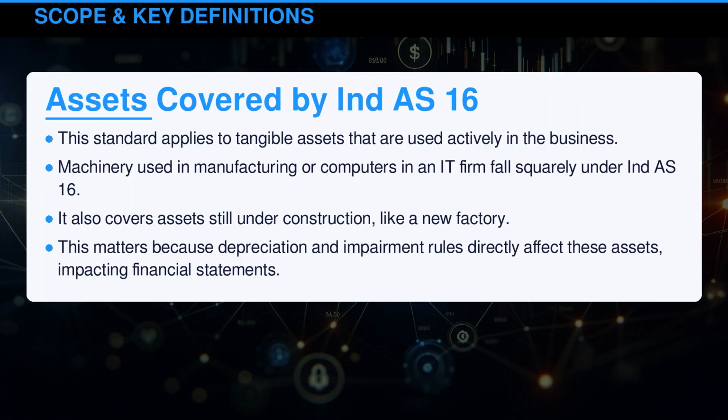This standard applies to tangible assets that are used actively in the business. Machinery used in manufacturing or computers in an IT firm falls squarely under Indian Accounting Standard 16. It also covers assets still under construction, like a new factory. This matters because depreciation and impairment rules directly affect these assets, impacting financial statements.